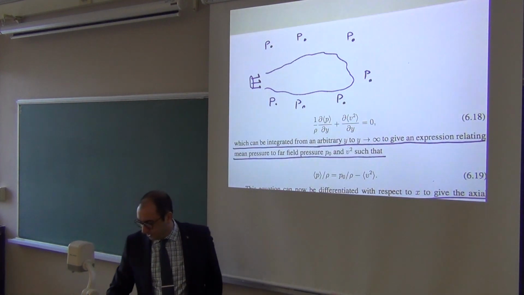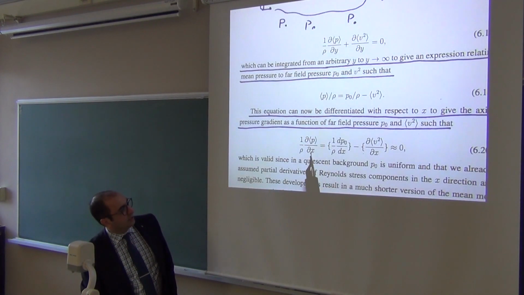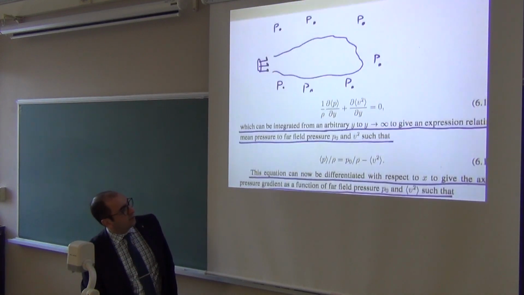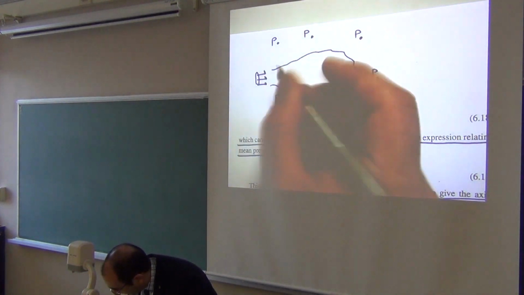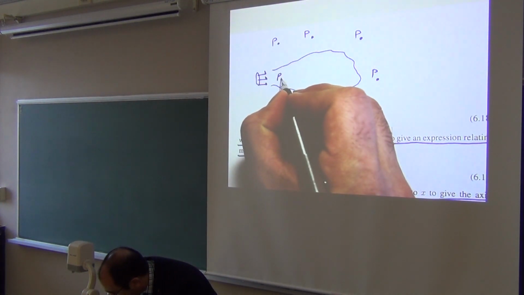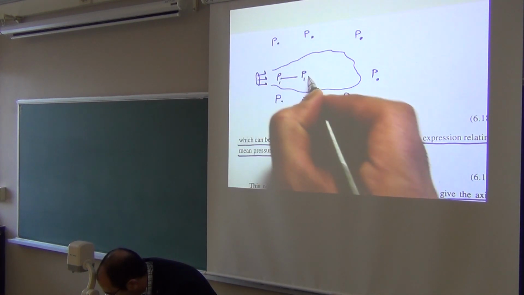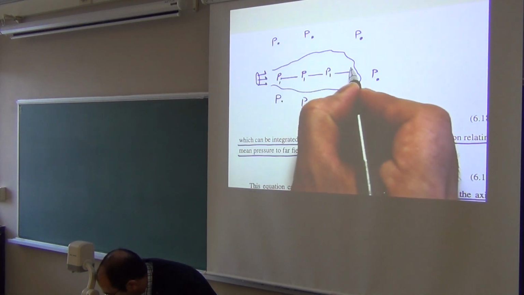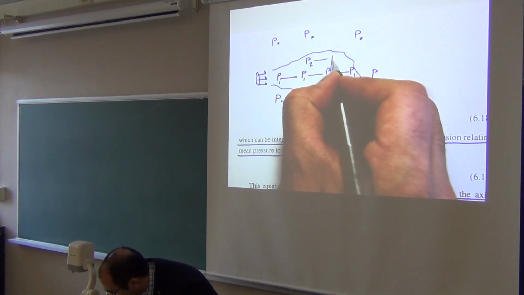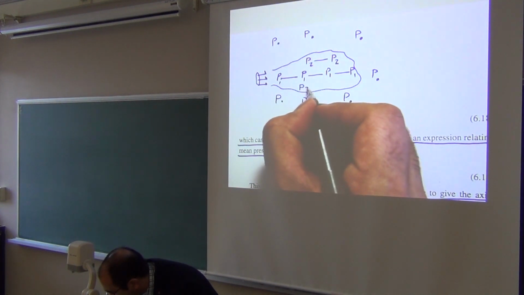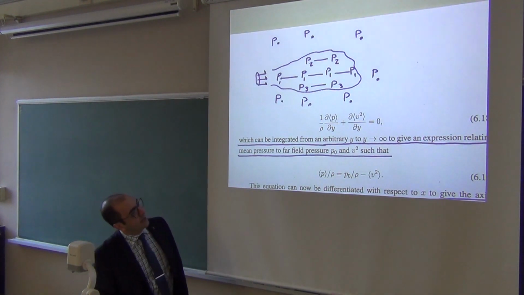I just convinced you pressure in the jet should not change in the x direction. That means anywhere in the jet you look, pressure is going to remain the same. For example, if the pressure is P1 here at this point, it's P1 again in the axial direction. If it's P2 here, in the axial direction it's P2, and so on. If it's P3 here, it's going to remain as P3. Pressure is not changing in the axial direction.